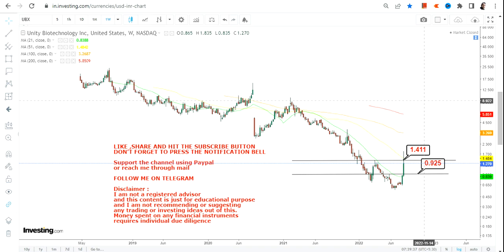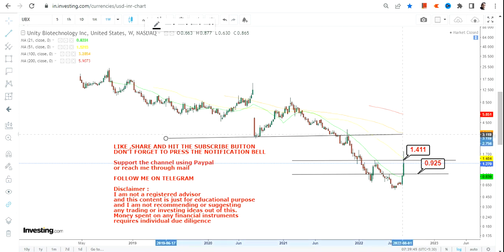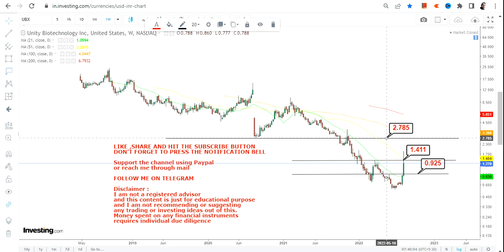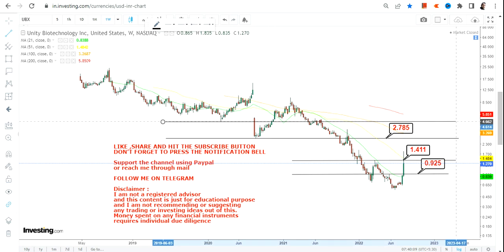So let's quickly analyze UBX stock. So what do we have here? Right now you have 0.92 as your stop loss. Okay, don't go below 0.92. And as far as the upper end of the range is concerned, you have 1.4, which is your immediate target or resistance on the upside. So basically this is a range in between which UBX stock has been moving. Once 1.41 has been taken, the immediate target that we are going to look at on the upside will be 2.78. And let me tell you that this is just a trading bounce back. Do not consider this as something phenomenal that's been happening. Okay, just a trading bounce back.